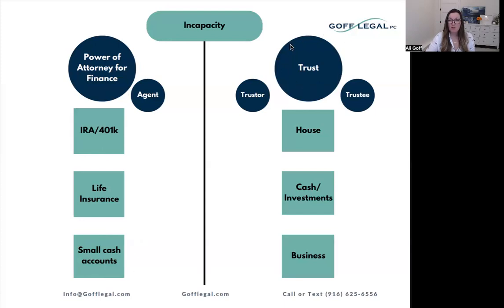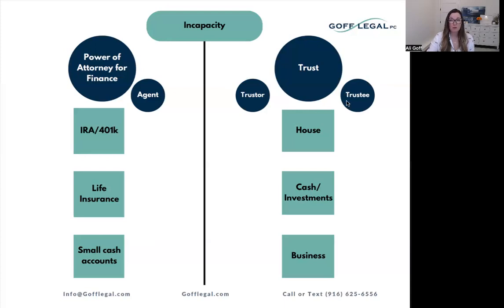Then over here, you'll see that there's a trust. And the trustee is the person who has the management authority over the trust. The trustor is the person who created it. Now, if you come to our office, chances are you are going to be the trustor and the trustee. You're going to create the trust and manage it during your lifetime. But when you're incapacitated, you stay the trustor and someone else becomes trustee.